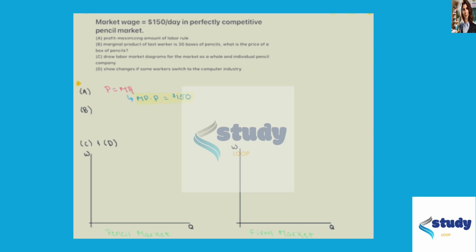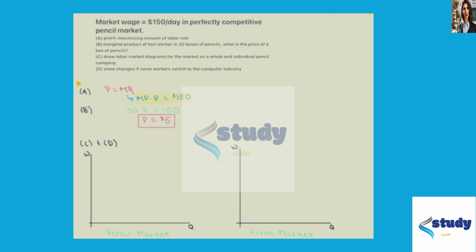So assuming, as was given to us, that this marginal product is equal to 30, I'm going to multiply that by P because we're trying to find price, and set that equal to 150. Then all we need to do is solve for P to get what that price of a box of pencils is. That tells us that the price of a box of pencils is equal to $5. We did that by taking 150 divided by 30.